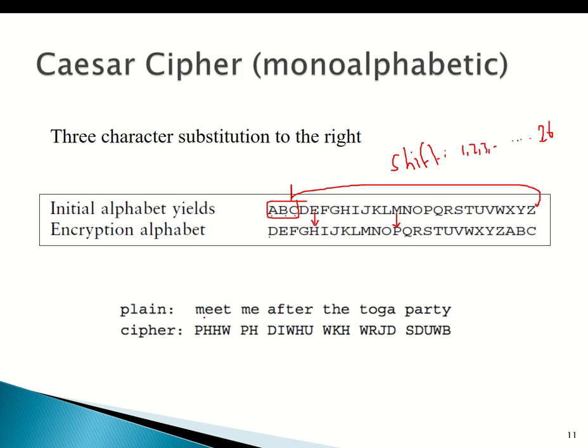So you can see P, H, H. Okay, what about the T here? You can look at the T is replaced with what? With W. So this is the T replaced with the W. And the M replaced with the P and the E with the H and so on.